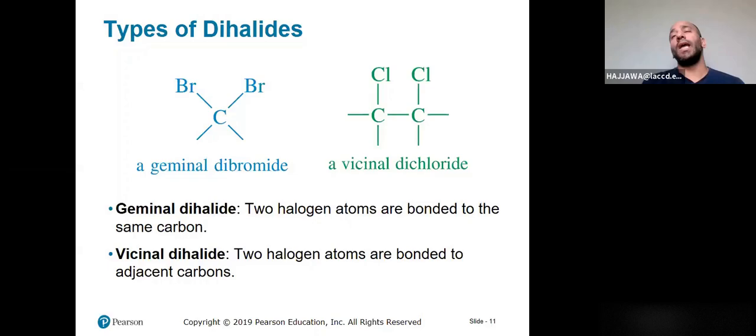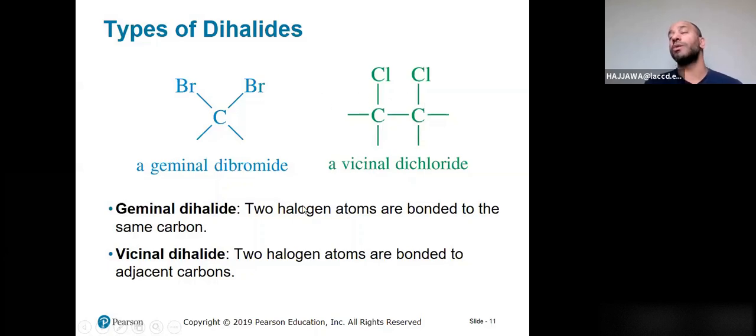If you have a dihalide, a structure that has 2 halide groups, those 2 halides may be sitting in a certain pattern that will require us to classify that dihalide as the following. If the 2 halides are sitting on the same exact carbon, that would be a geminal dihalide. Like in this example, what do we have? We have 2 bromos sitting on the same carbon.